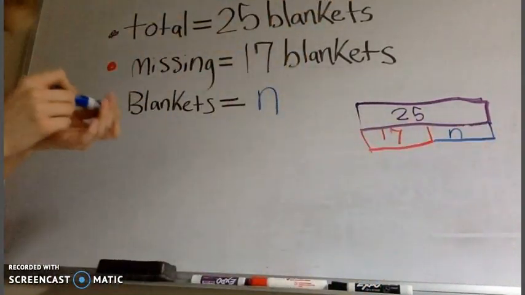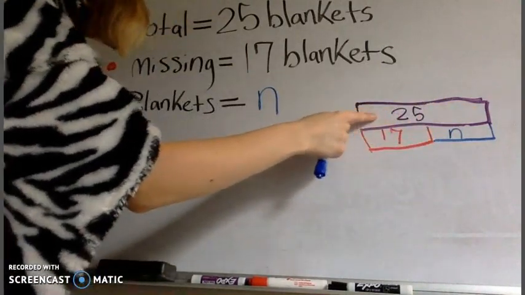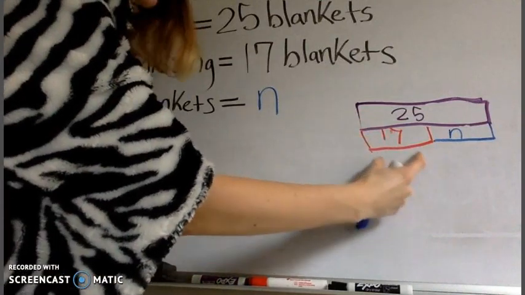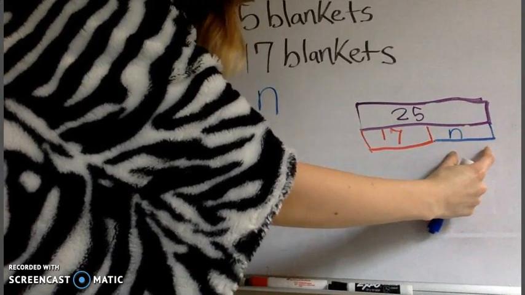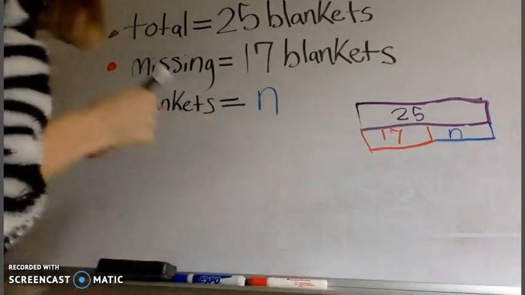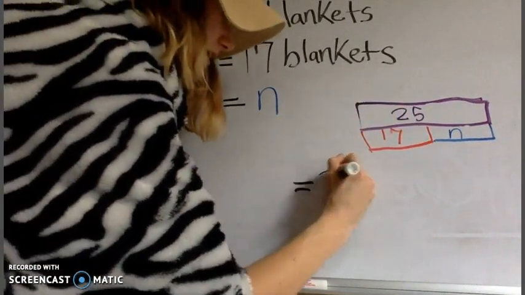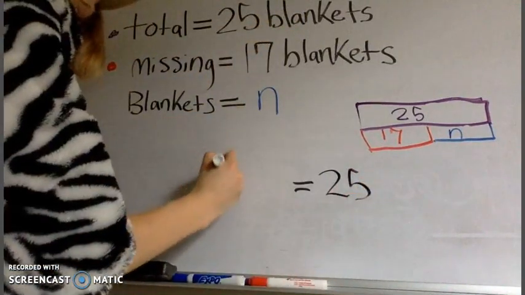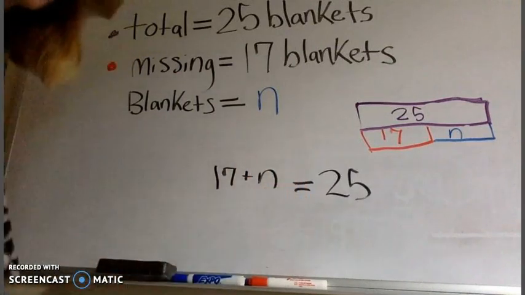Okay, so now that we have our picture drawn, this is our total amount of blankets that we started with, 25. 17 went missing, so that is a part that went missing. How many blankets do we have left? N. So we'll write that into an equation. We know we had a total of 25, so I'm going to put that on one side of my equal sign. 17 went missing, we know that number, plus N.